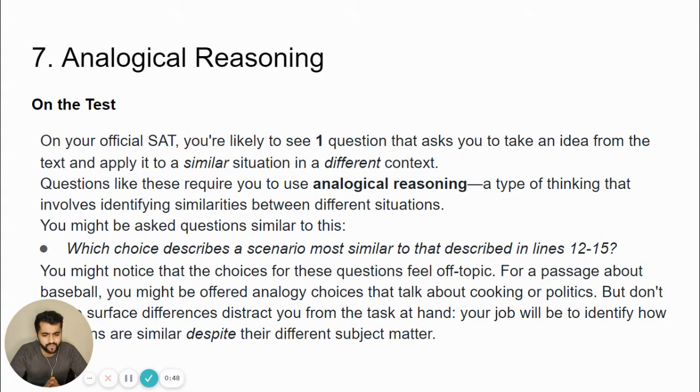You might be asked questions similar to these. Which choice describes a scenario most similar to that described in line 12 to 15? You might have noticed that the choices for these questions feel off topic. For a passage about baseball, you might be offered analogy choices that talk about cooking or politics. But don't let those surface differences distract you from the task at hand. Your job will be to identify how these things are similar despite their different subject matter.